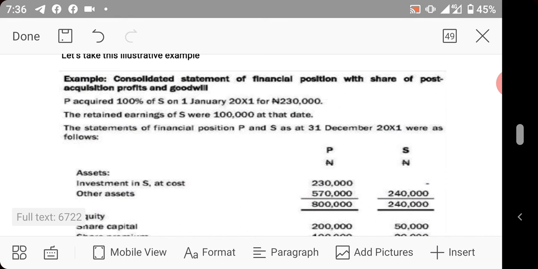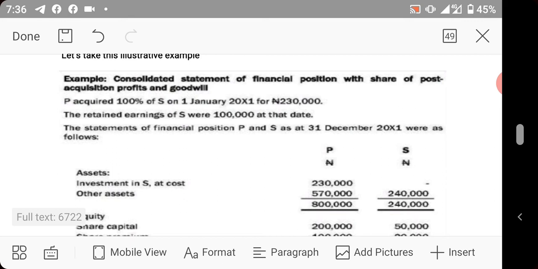P acquired 100%. See, we are still on 100%. And when a company is acquiring 100%, there is no non-controlling interest. Good. But in our next class, we'll be looking at non-controlling interest and some adjustments. Are you there? So let's continue where there is no non-controlling interest. I hope that is clear.